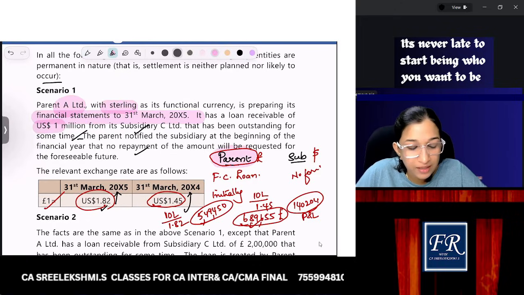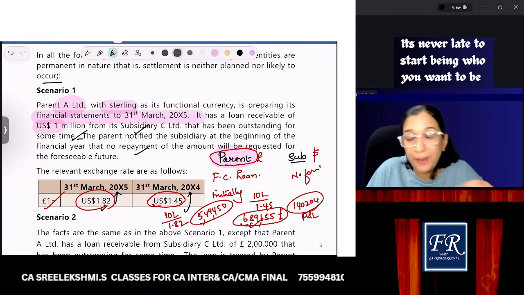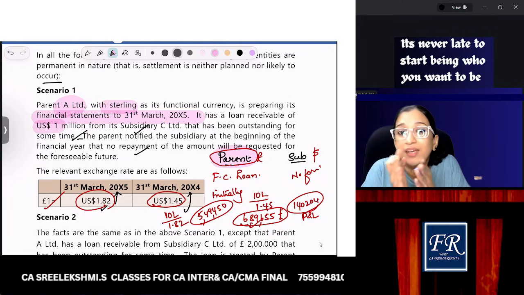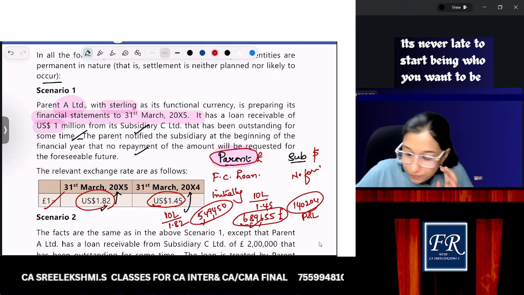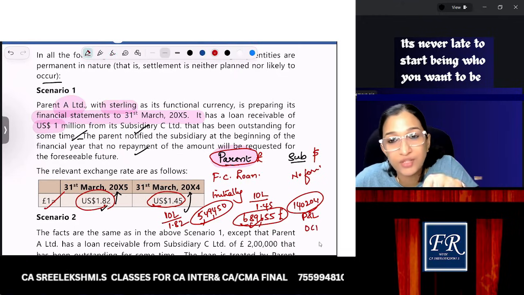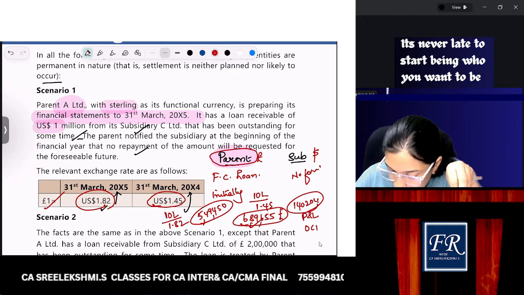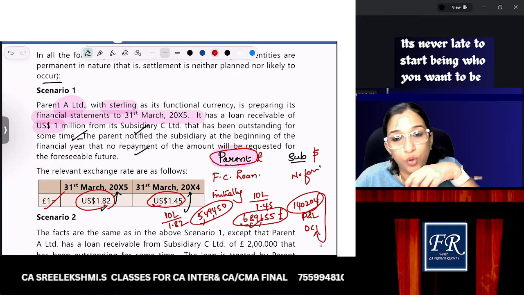In the separate financial statements of the parent, this will be recorded in P&L. Yes or no? This will be recorded in P&L. But when we prepare consolidated financial statements, from the parent's P&L it will be reclassified to OCI. This is the answer which I need to write. In CFS, from P&L, this should be reclassified to OCI.